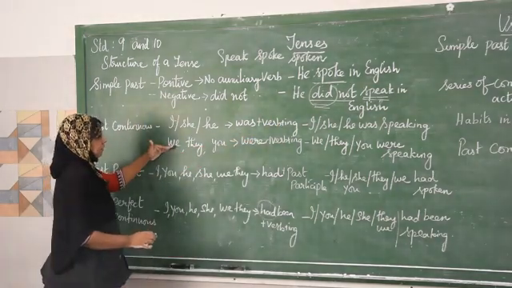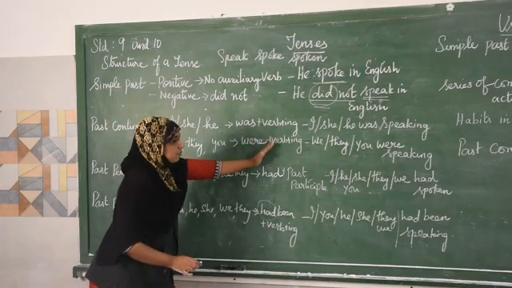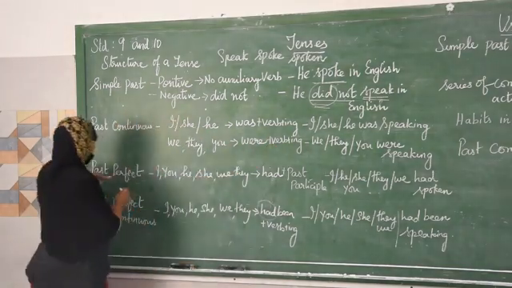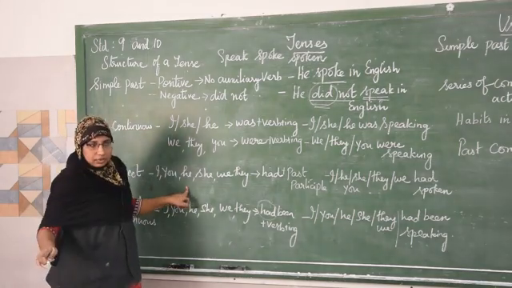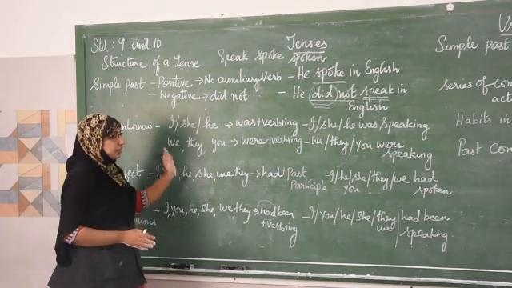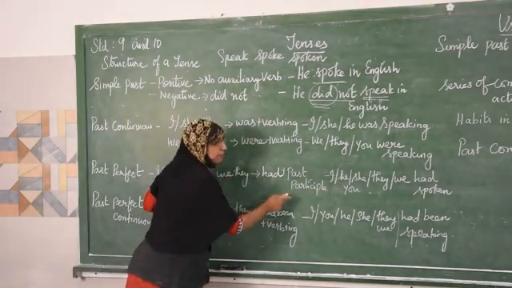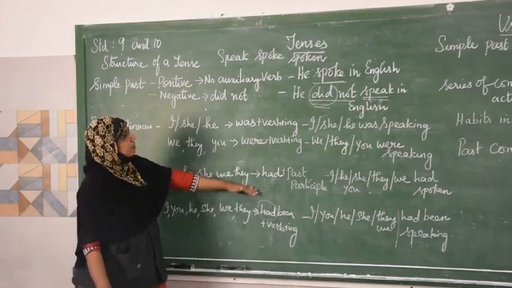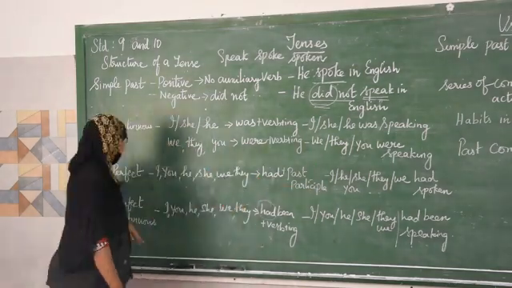For third person plural or second person, were plus verb plus ing. Then past perfect tense: always remember whether it is singular or plural. Clear? Singular or plural, first person, second person or third person, you have to use had plus past participle. What is the past participle of speak here? Spoken. And spoken is the third form of the verb.